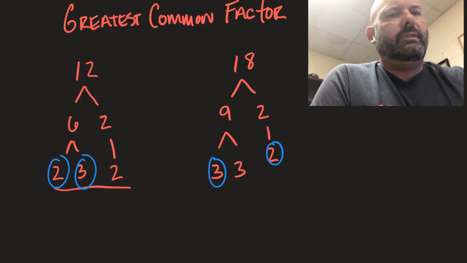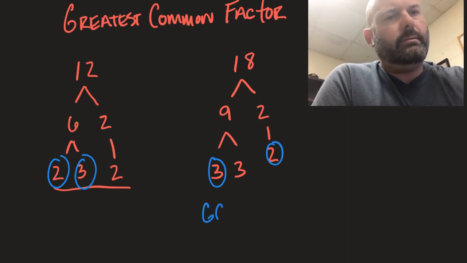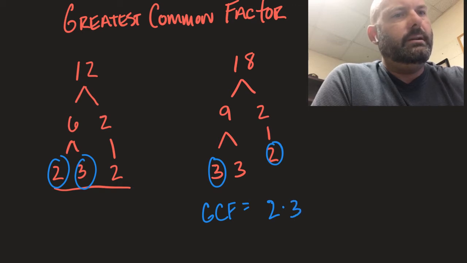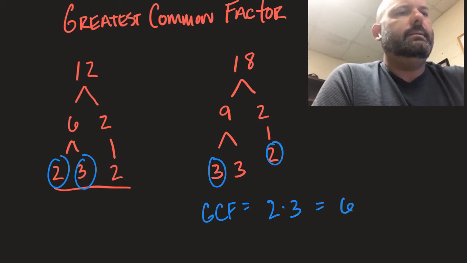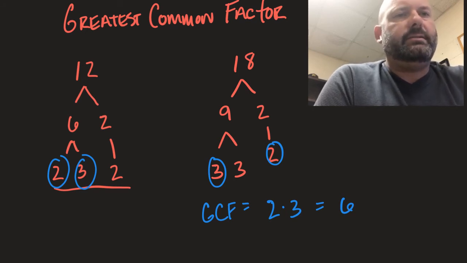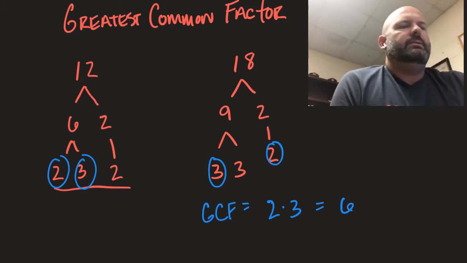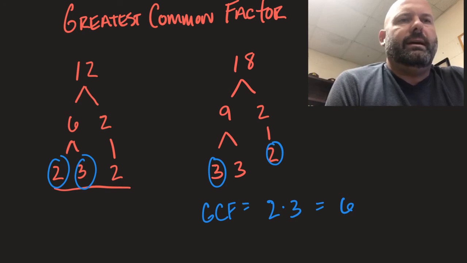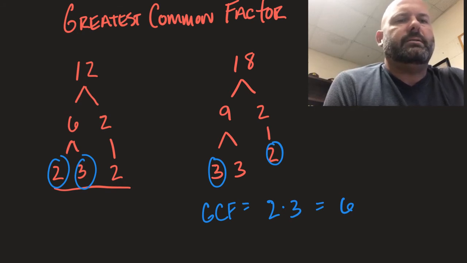So to find the greatest common factor, we would take 2 times 3, that equals 6. So our greatest common factor between 12 and 18 is 6. So that's another method to use to find greatest common factor.